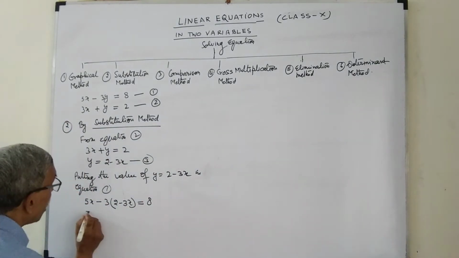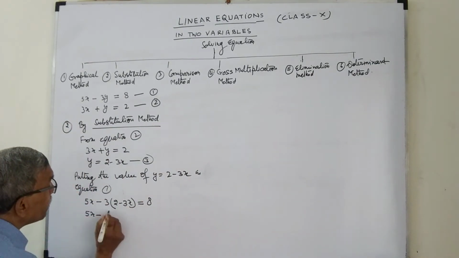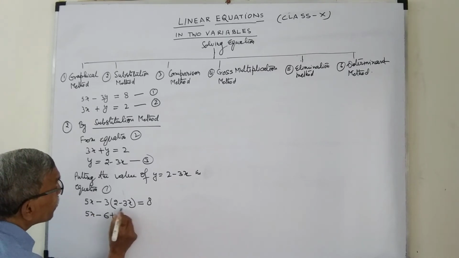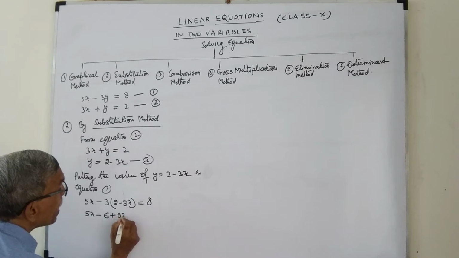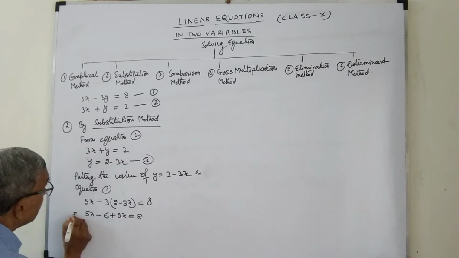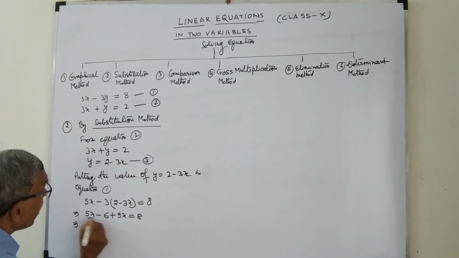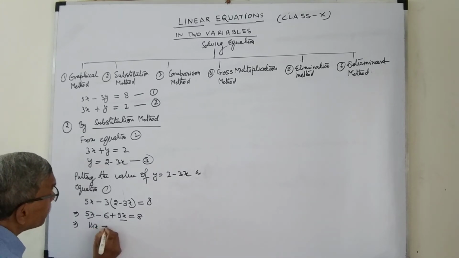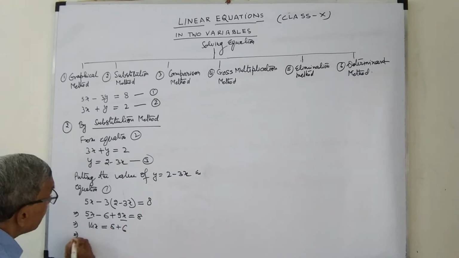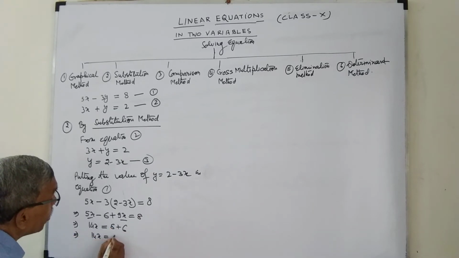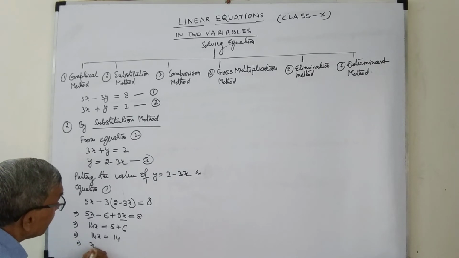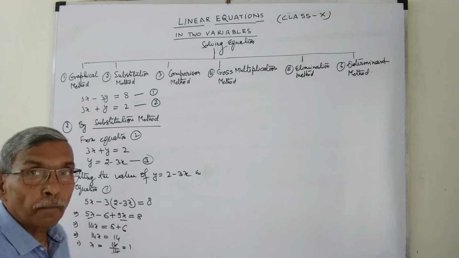Let us solve. 5x, we multiply by this: minus 6 and minus into minus, 3 threes are 9x, is equal to 8. So transfer this 5x; 5x and 9x is 14x, and when 6 is brought to the right side, it will be 8 plus 6. So 14x is equal to 14. So x is equal to 14 by 14, that is 1.